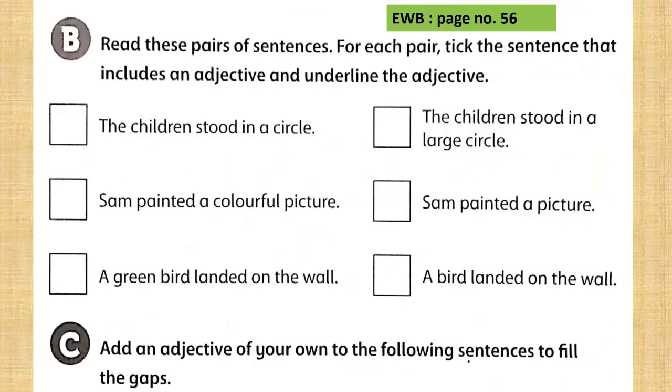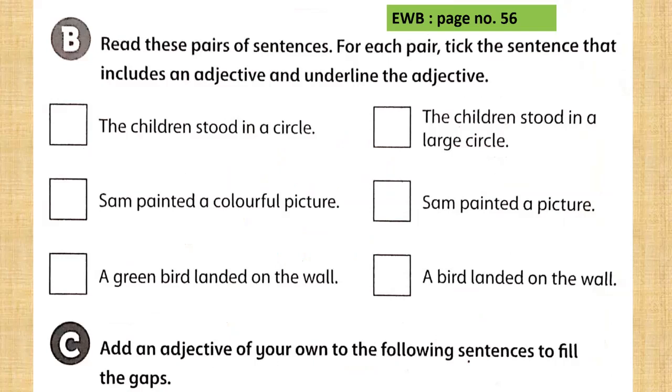Now let us do question B. Read these pairs of sentences. For each pair, take the sentence that includes an adjective and underline the adjective. The two sentences given over here are, let us read it together. The children stood in a circle. Do you see any adjective over here?